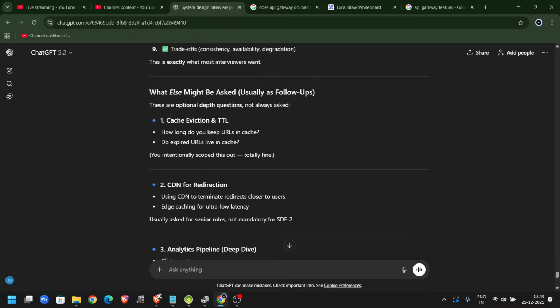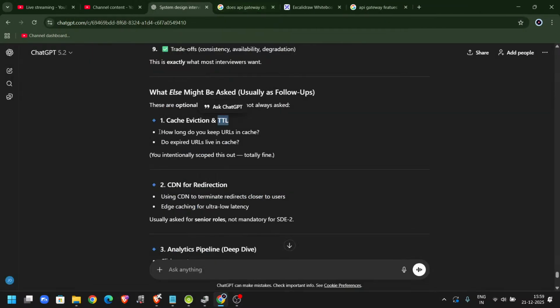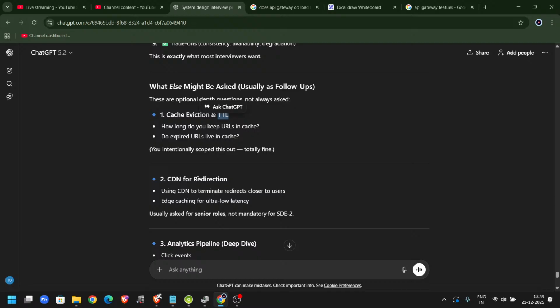Cache eviction and TTL, time to, क्या होता था TTL? time to lie? नहीं, TTL की फुल फॉर्म क्या थी? Time to live. How do you keep URLs in cache? No, obviously no.